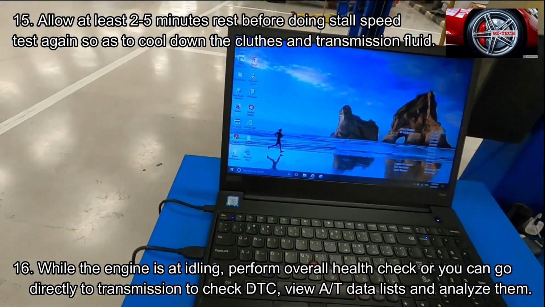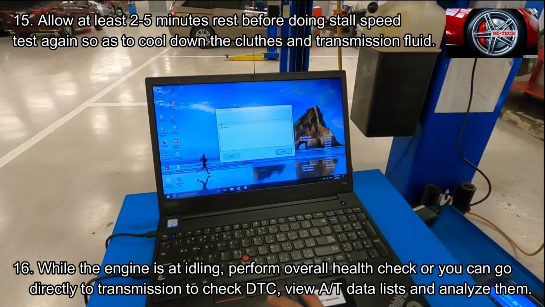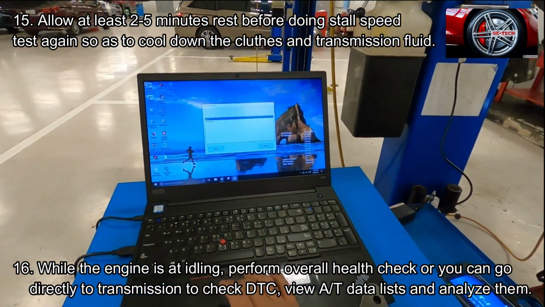And go to the diagnostic system, IHDS. This is DSTI.